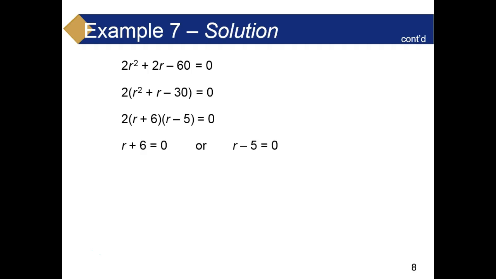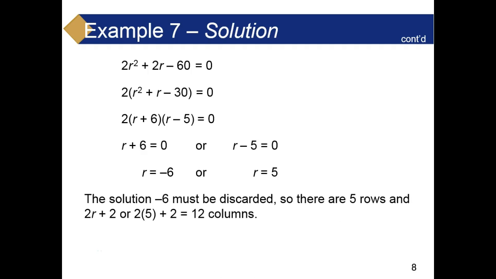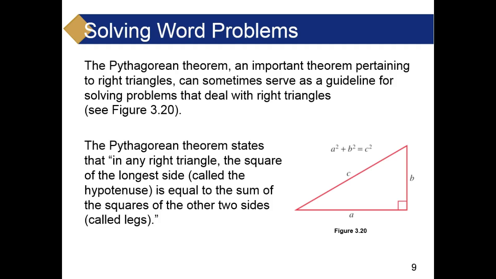Then r plus 6 equals 0, or r minus 5 is equal to 0. They're doing every step here. And then solving the first is r is equal to negative 6. Solving the second, r is equal to 5. But this stands for number of rows. You can't have negative 6 rows, okay? That solution, throw that one away too. There are 5 rows, and then 2r plus 2. 2 times 5 is 10 plus 2, 12 columns. 5 times 12, 60, that works. Any questions? Okay? Good deal.